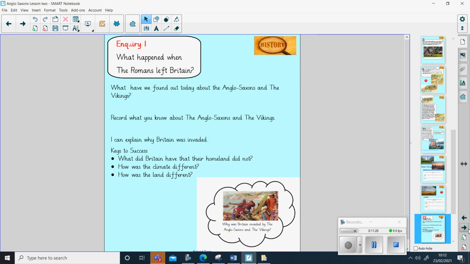If you can't print it, not a problem. Just write the question onto a sheet of paper and then fill it with lots of ideas. So think about what Britain had that the homeland didn't have. Really think about the climate and think about the land and how it was different. When you've done that, Year 4, come back to me and I'll share what I've got for you.